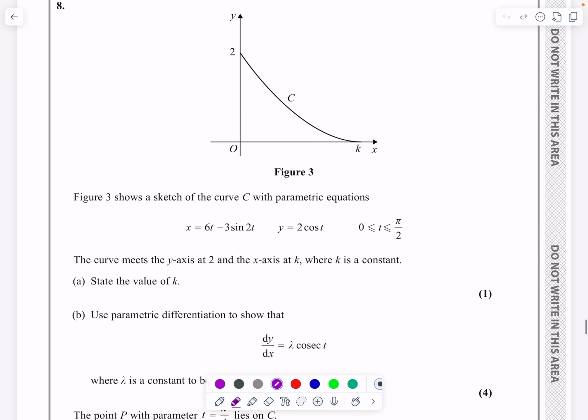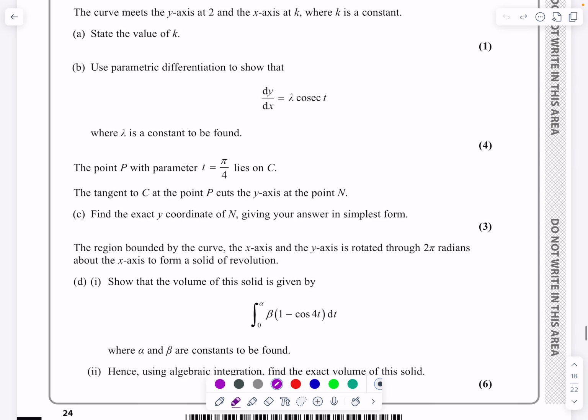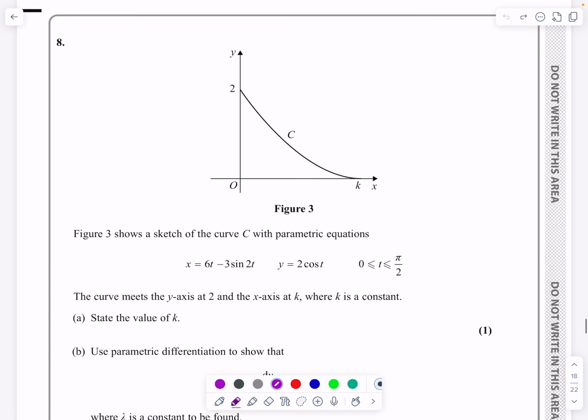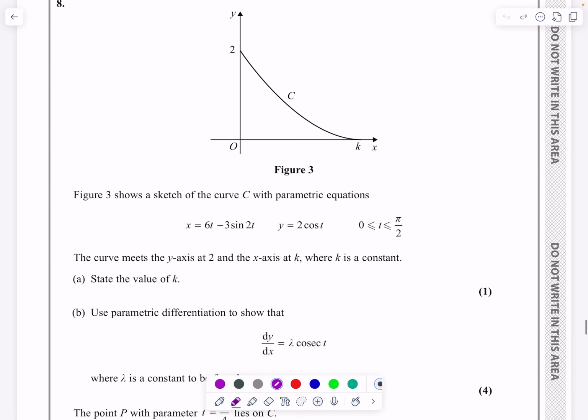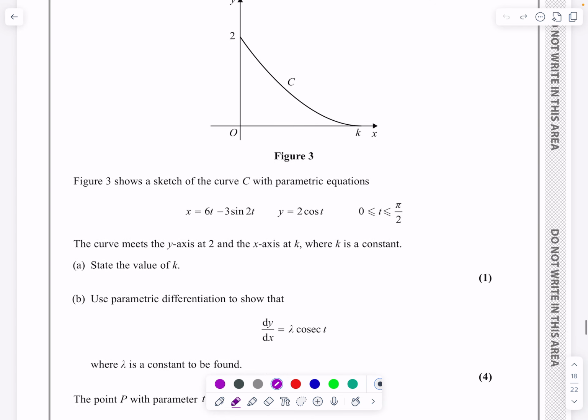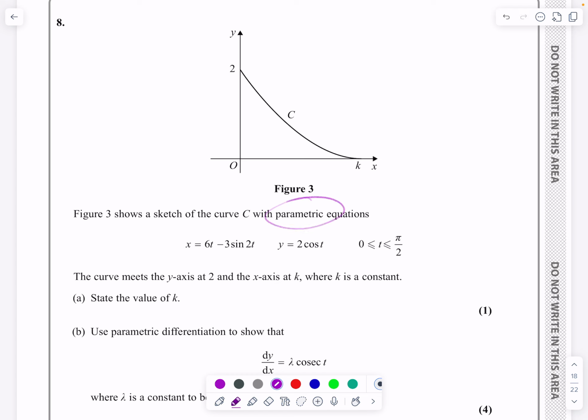Okay, this is the P4 paper from October 2023. It's question number 8, the last question on the paper. You can see it's worth a lot of marks here: 1, 4, 3 and 6. The topic is going to be to do with parametrics. We're going to be differentiating, we're going to be integrating, but it's a very long question, so let's jump straight into the video.